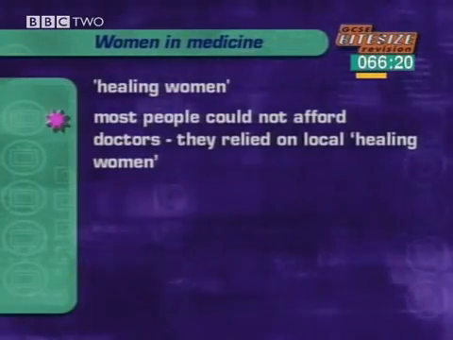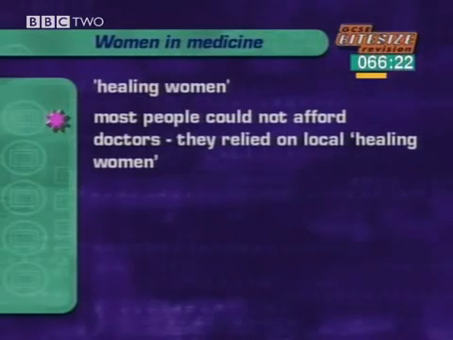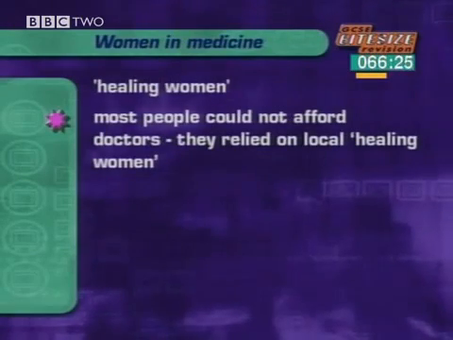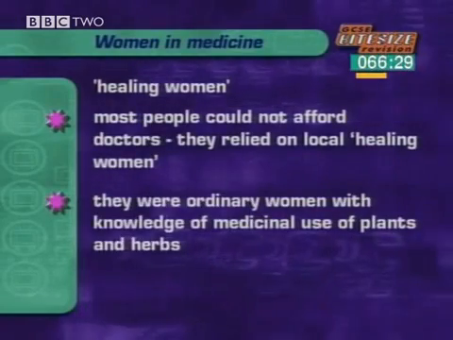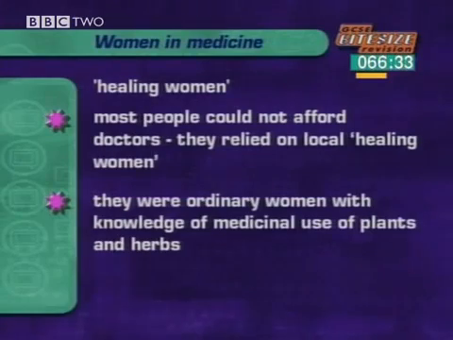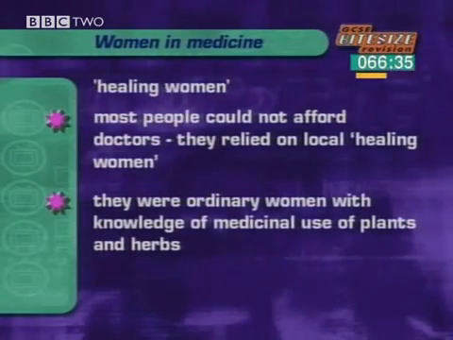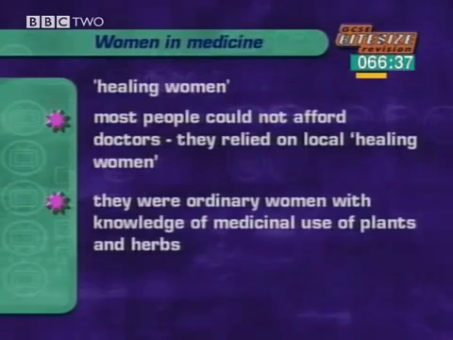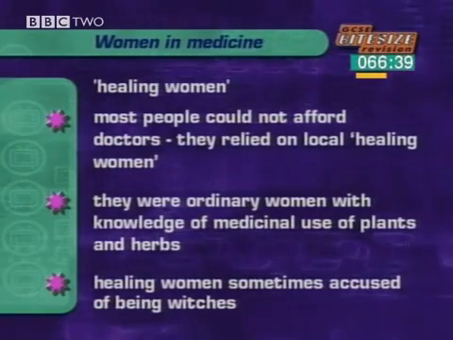But whatever the view of the authorities, most people could not afford to go to qualified practitioners and continued to rely on local healing women. These healers were mostly ordinary village women who knew about the properties of plants and herbs, not just for cooking, but for medicinal purposes too. They would be asked to treat illnesses, although they would sometimes be attacked as witches if they were not successful.